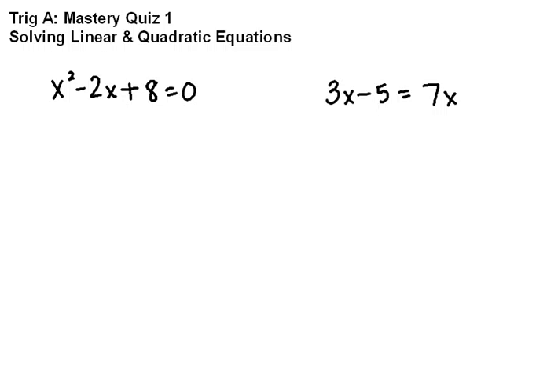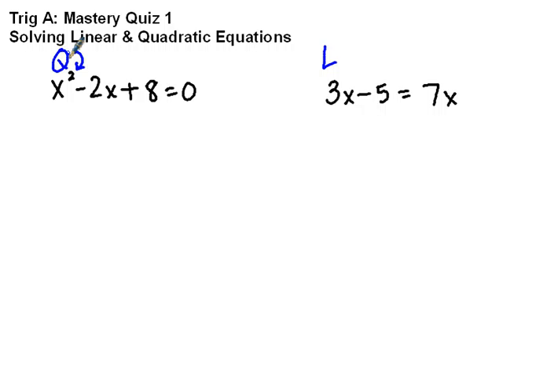This mastery quiz, your first mastery quiz in Trig, mixes up linear and quadratic equations. Because one of the things you need to recognize now is which one's linear and which one's quadratic. It's actually pretty easy. If you see an x squared, it's quadratic. This one's got to be quadratic, it has an x squared. This one has to be linear, there is no x squared in that problem at all. Then you have to make sure you use linear stuff with the linear problem, quadratic stuff with the quadratic problem.